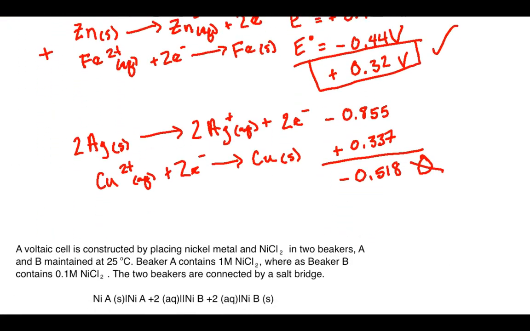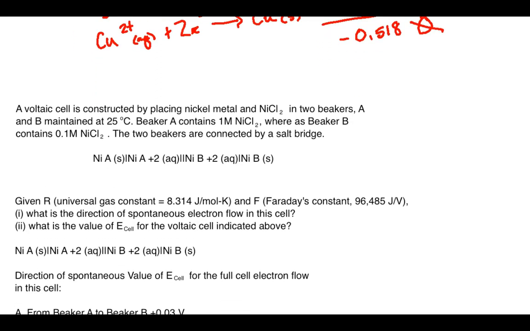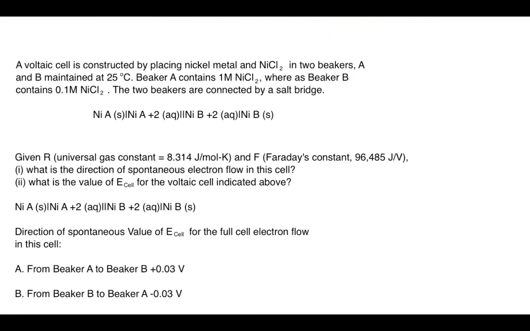Let's take a look at one more here. So question 2. A voltaic cell, remember that's galvanic is the type of term that we're talking about, is constructed by placing nickel metal and nickel chloride in 2 beakers, A and B, maintained at 25 degrees Celsius. So that's an important note. We're going to be at standard temperature here. Beaker A contains 1 molarity nickel chloride, whereas beaker B contains 0.1 molarity nickel chloride. The 2 beakers are connected by a salt bridge.